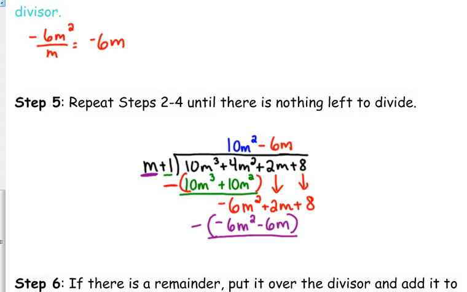So negative 6 minus negative 6 is 0, because that's like adding 6. 2 minus negative 6 is 8m. Bring down the 8.